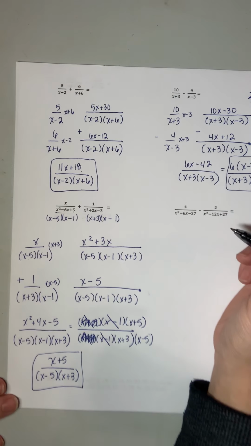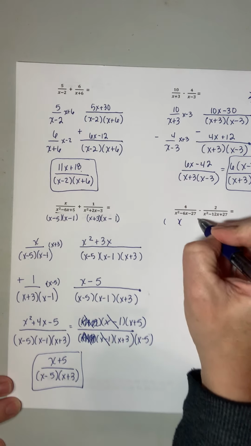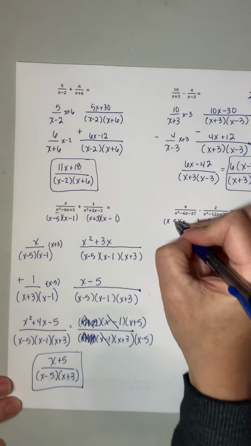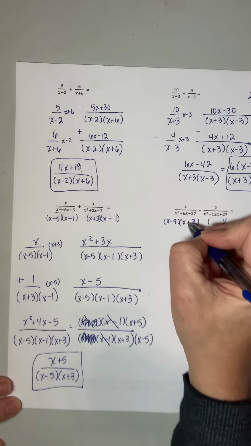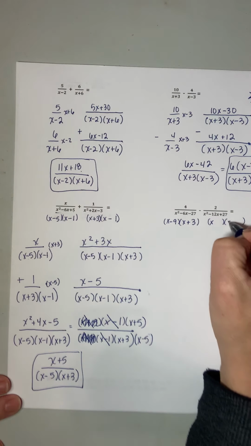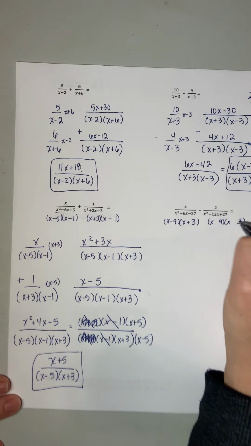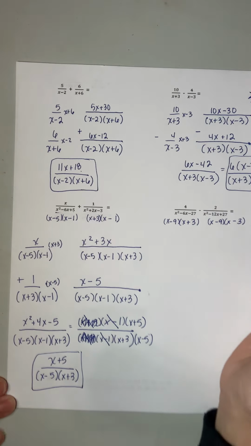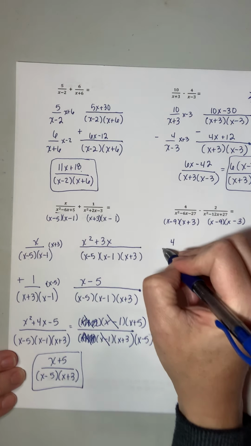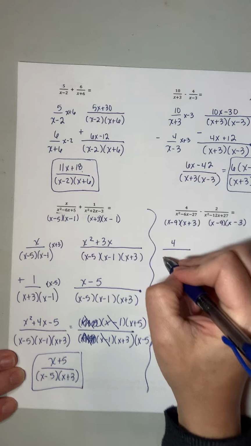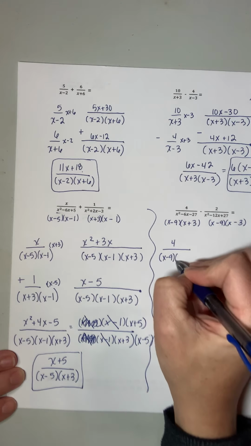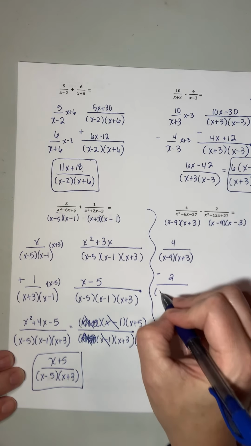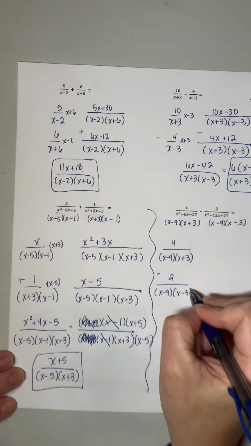All right, next one. I have to factor first. 27 would be 9 and 3. I need a -6, so -9 plus 3. x and x, I need a 9 and 3 again. Negative and negative. 9, 10, 12. Okay. So I have 4 over (x minus 9)(x plus 3), minus 2 over (x minus 9)(x minus 3).